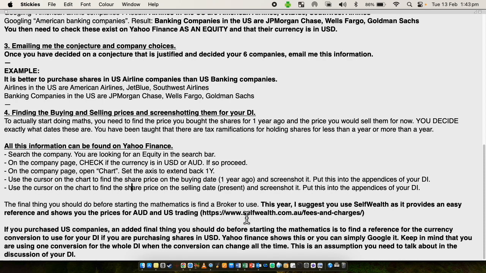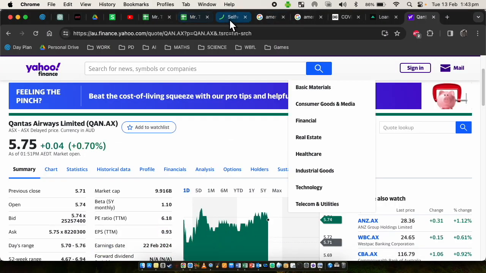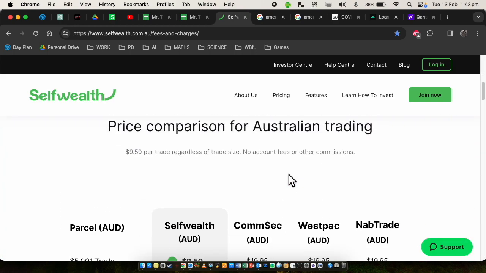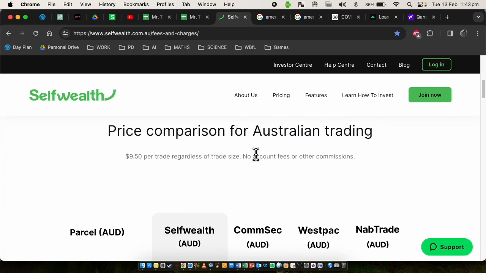The final thing that you should do before starting the maths is find a broker to use. I'm trying to help you out here. Instead of you choosing your own, I suggest you use Self-Wealth, as it provides an easy reference and shows you the prices for Australian dollars and US trading. I'll show you that quickly. If you go Self-Wealth, price comparison for Australian trading.